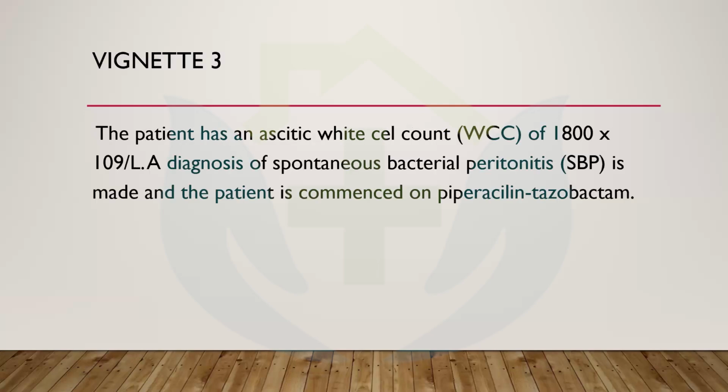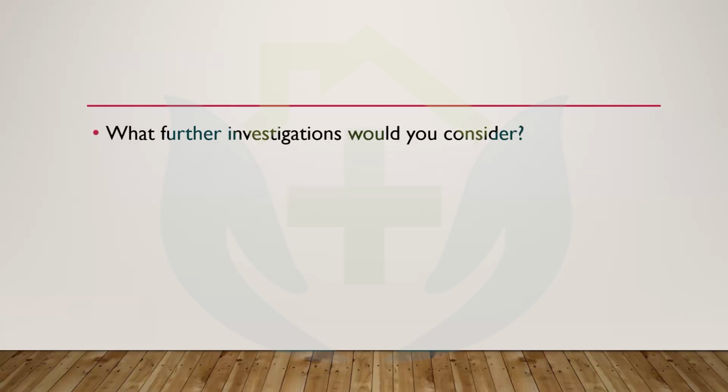Okay, okay. Now, third minute, the patient has an ascitic WBC count of 1,800 and the diagnosis of SBP is made and the patient is commenced on piperacillin tazobactam. Now, my next question is, what further investigations would you consider? Further investigation, we will send for systemic cultures. Since the beginning we have to send cultures also.